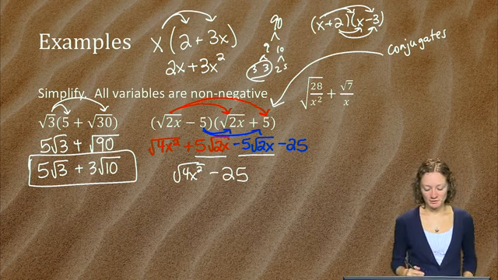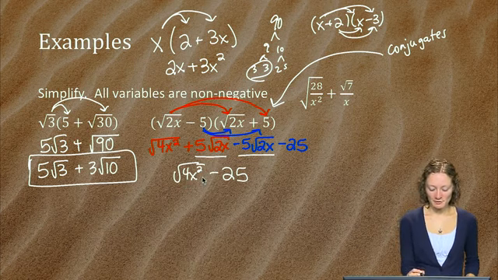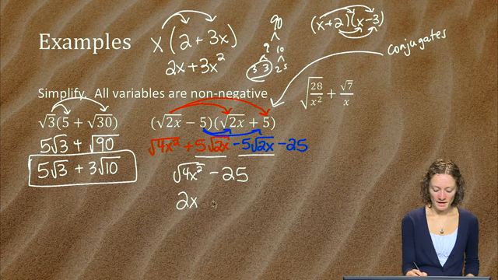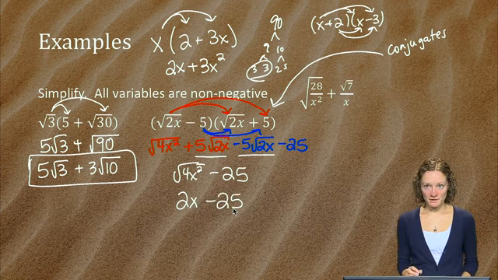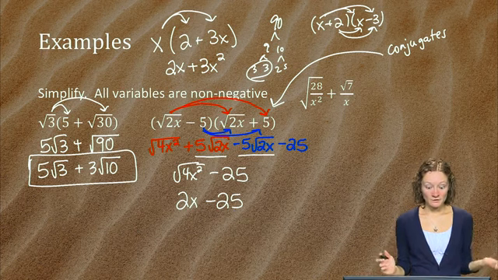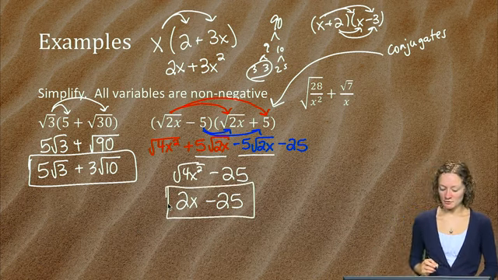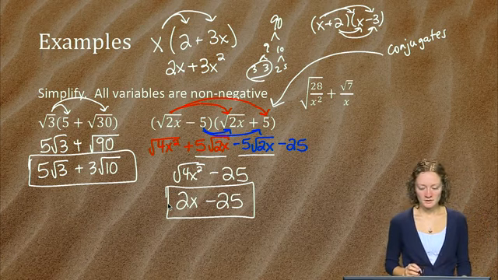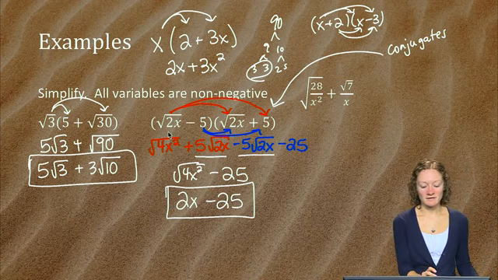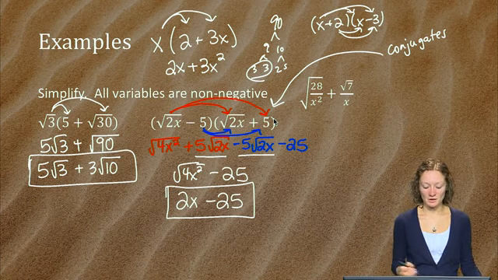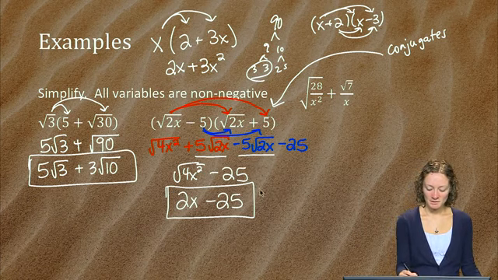But to continue simplifying this, the square root of 4x squared can be simplified. Square root of 4 is 2. Square root of x squared is x. Then we have 2x minus 25. And those are not like terms, so there's nothing else you can do. This is what it simplifies to. Hard to imagine looking at this set of binomials with the radicals and having it crunch down to 2x minus 25. But it does.